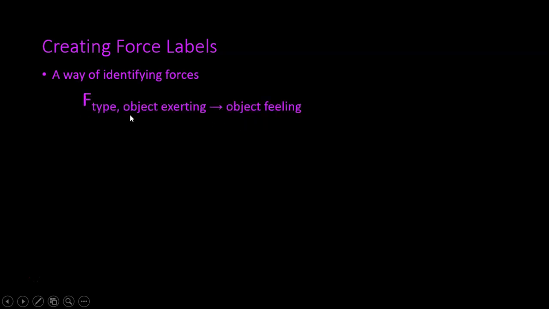We need to have a way to identify forces, and we do that by creating labels. Here's the general template we're going to use. We're going to use a capital F, which stands for force. Then as a subscript, we're going to have the type of force, comma, the object exerting the force, then an arrow, and the object that's receiving or feeling the force. Remember, a force is an interaction between two objects, and we must list both of the objects in the label as well as what type of force it is.